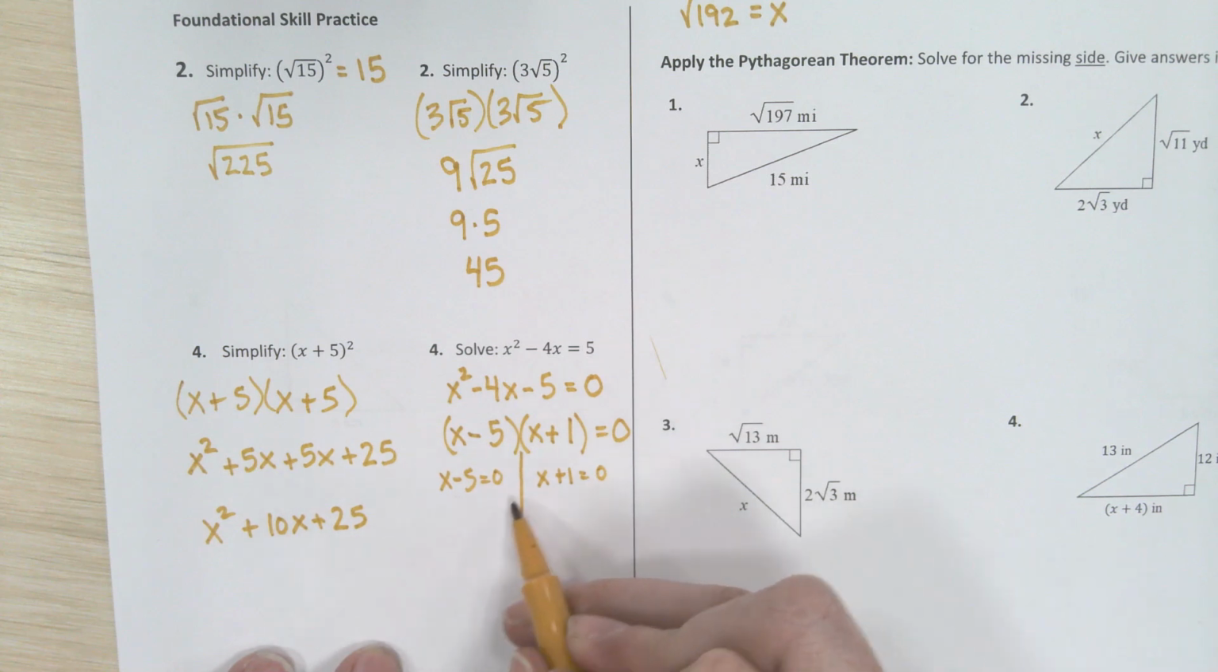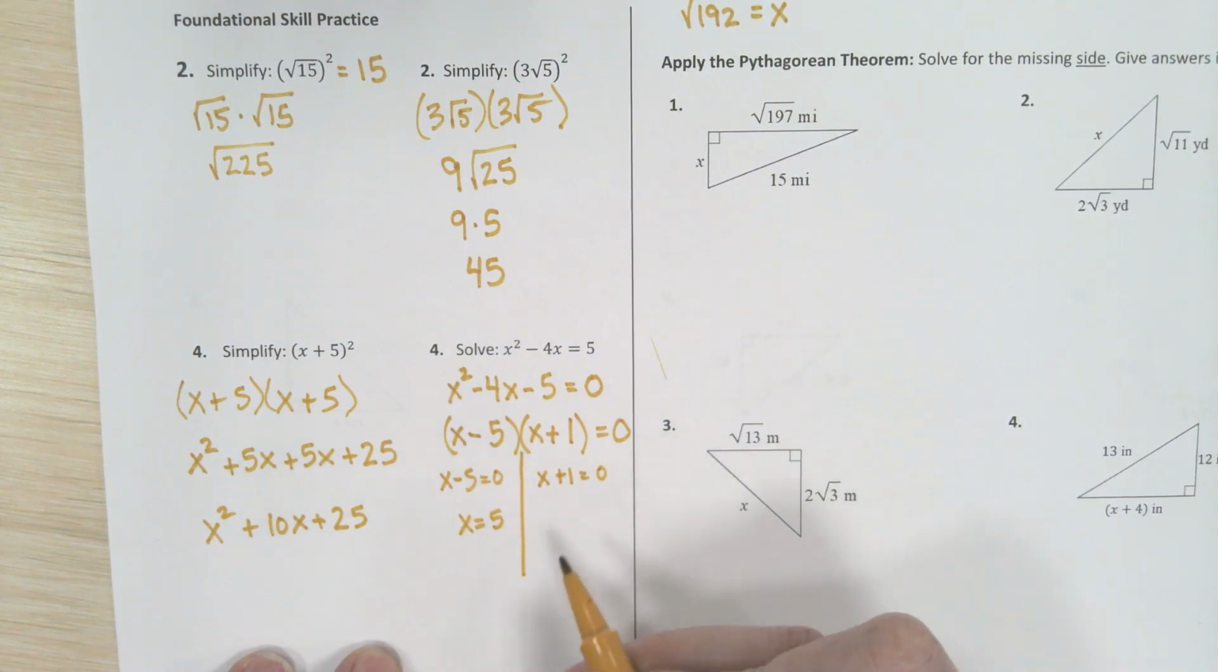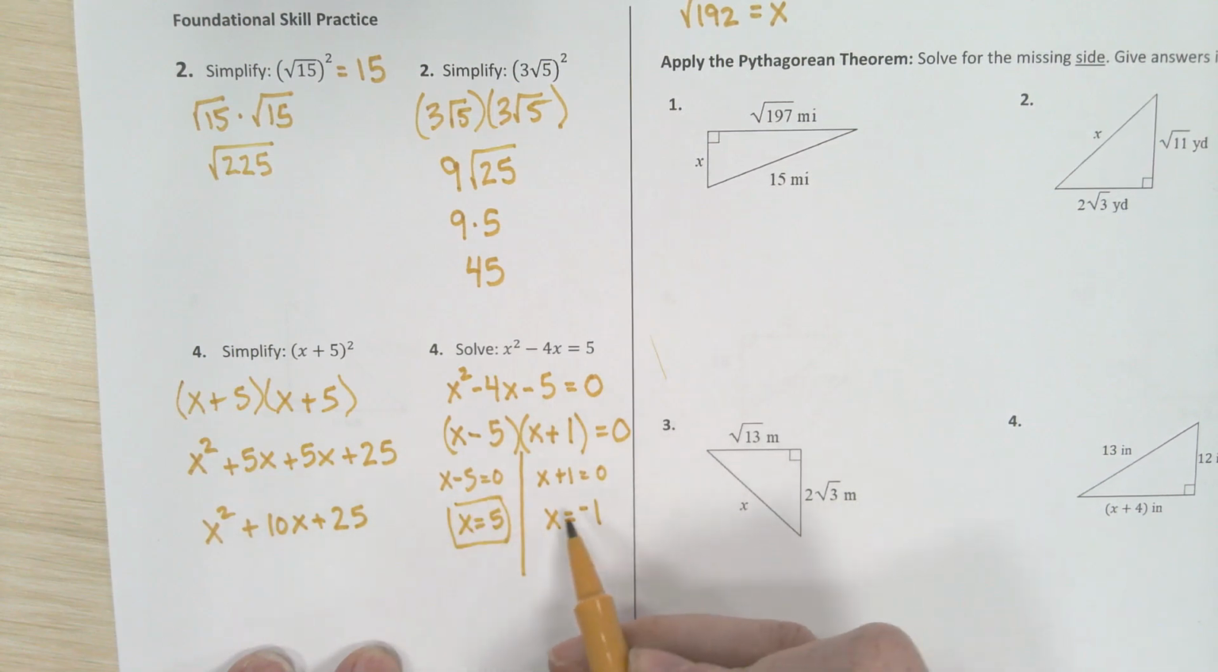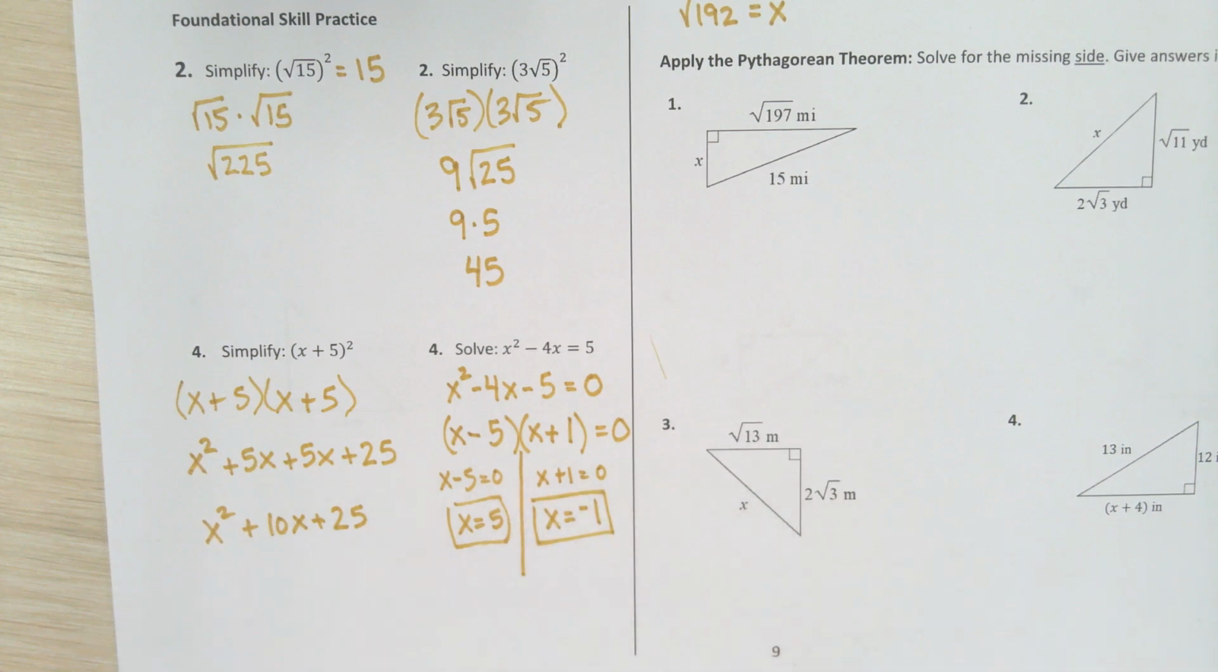And then at that point, we split this into 2 equations that separately are equal to 0. Add 5 to solve this one and get our first answer. Subtract 1 to solve this one and get our second answer. So we have now solved and found 2 answers that make that equation true.